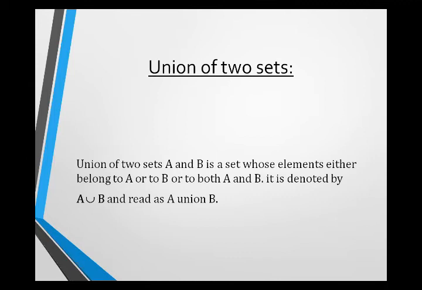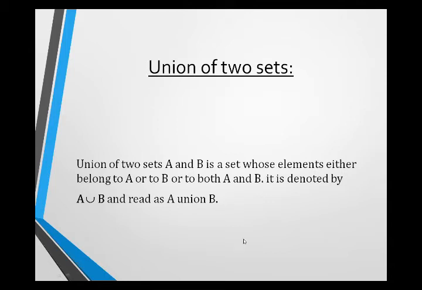Now students, how do we find the union of two sets? Union is actually an operation on two sets. The union of two sets A and B is a set whose elements either belong to A or to B or to both A and B. It is denoted by A union B and read as A union B. This symbol is used for the union sign.